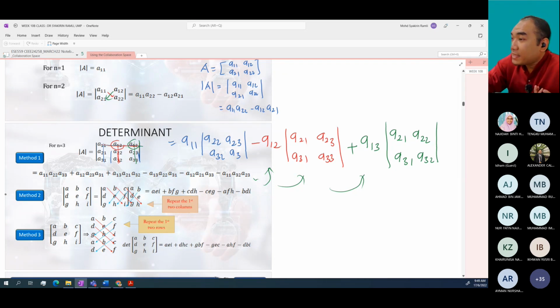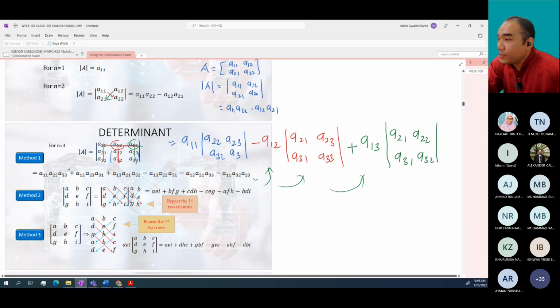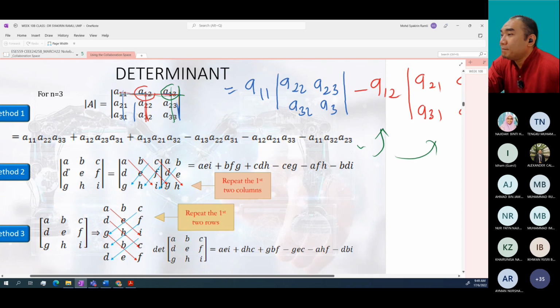Another method, kan method yang kedua. Another method, what we have to do is you simply repeat, kan? Kita ambil the first two column, kan? Kita ada A, B, C, D, E, F, G, H, I. Dan kemudian kita rewrite, ambillah first two column yang kedua ni. Kita tulis sebelah kanan dia. Tulis kat sebelah sini. Kan? Tulis kat sebelah sini. And then, kita darab silang lah.